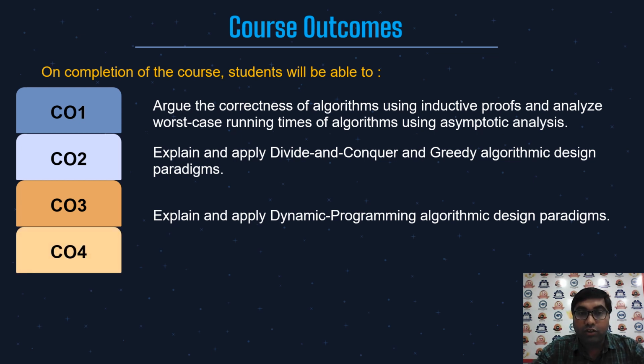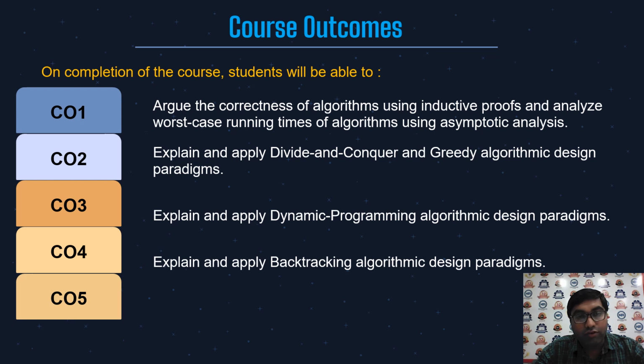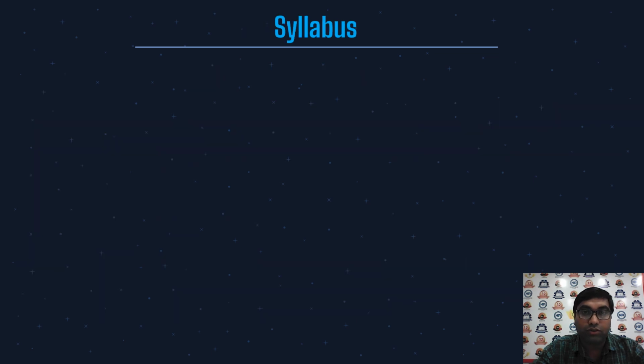CO4 is based upon unit number 4, which is to explain and apply the backtracking algorithm design paradigm. And CO5 is about unit 5, which corresponds to the NP completeness theory, that is, describe the classes P, NP and NP complete and prove the NP completeness for certain problems. So in this way, on successful completion of this course, students will be able to achieve all these 5 types of course outcomes.